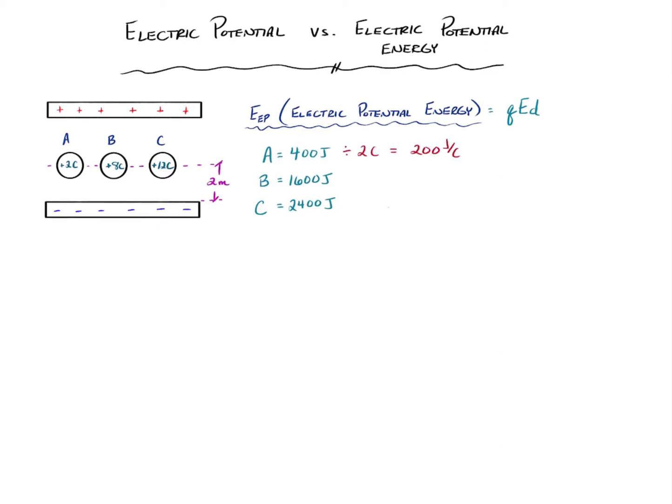I can do the same thing I did in the previous example, and I can divide each of these by the amount of charge that they possess. And once again, I'll find that anywhere along that line, I get the same rate at which energy is gained. In this case, 200 joules per coulomb.